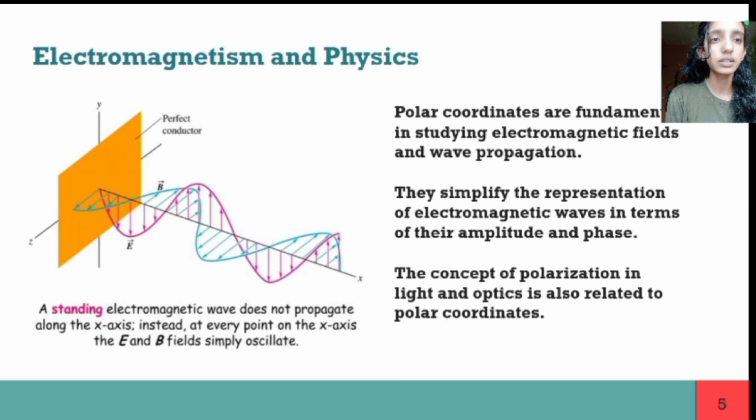Electromagnetism and physics. Polar coordinates are fundamental in studying electromagnetic fields and wave propagation. They simplify the representation of electromagnetic waves in terms of their amplitude and phase. The concept of polarization in light and optics is also related to polar coordinates. Here we can see the picture. A standing electromagnetic wave does not propagate along the x-axis. Instead, at every point on the x-axis, the E and B fields simply oscillate.